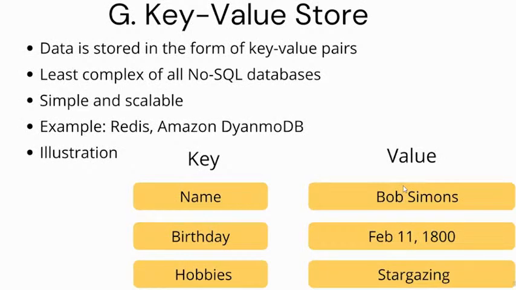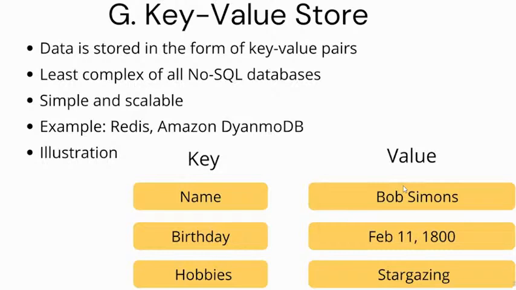Key-value data store is by far the simplest of all the NoSQL databases. Here, the data is stored in the form of key-value pairs. It's the least complex of all the NoSQL databases. It's simple and it's scalable. Examples of key-value database stores are Redis, Amazon DynamoDB.